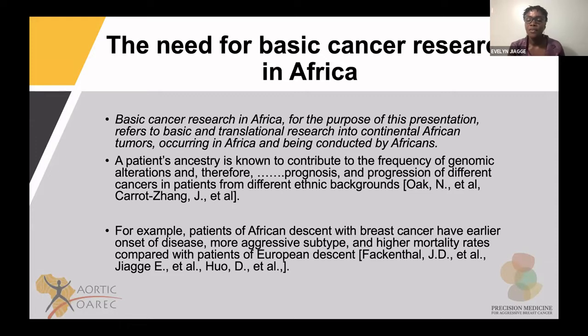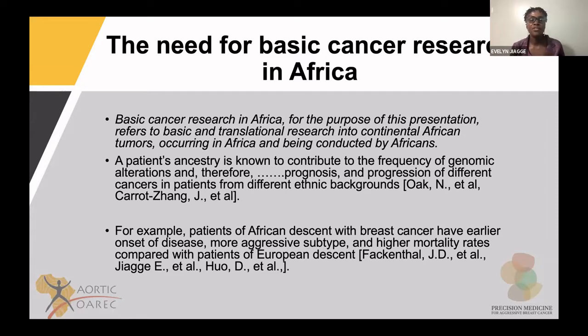Why is there a need for basic cancer research in Africa? Is it a necessity or is it a luxury? Basic cancer research in Africa, for the purpose of this presentation, will refer to basic and translational research into continental African cancers that is occurring in Africa and being conducted by Africans. It doesn't refer to any form of research that is being done on African tumors by any researcher outside Africa.